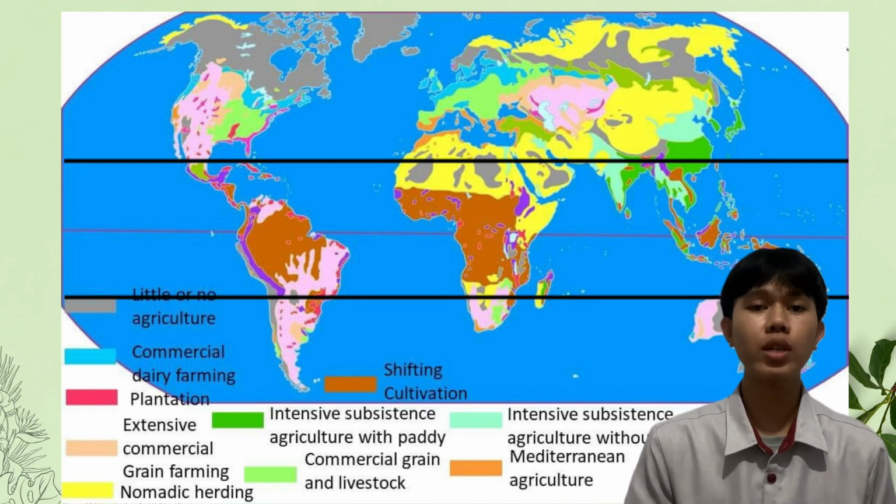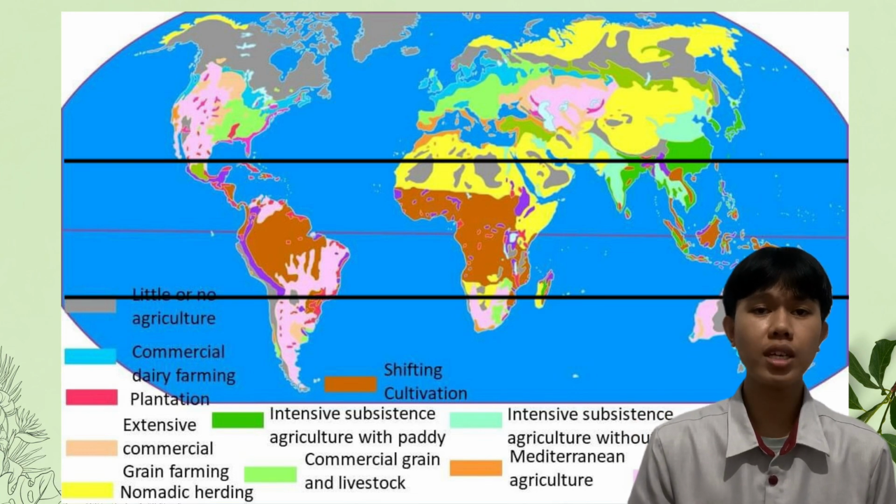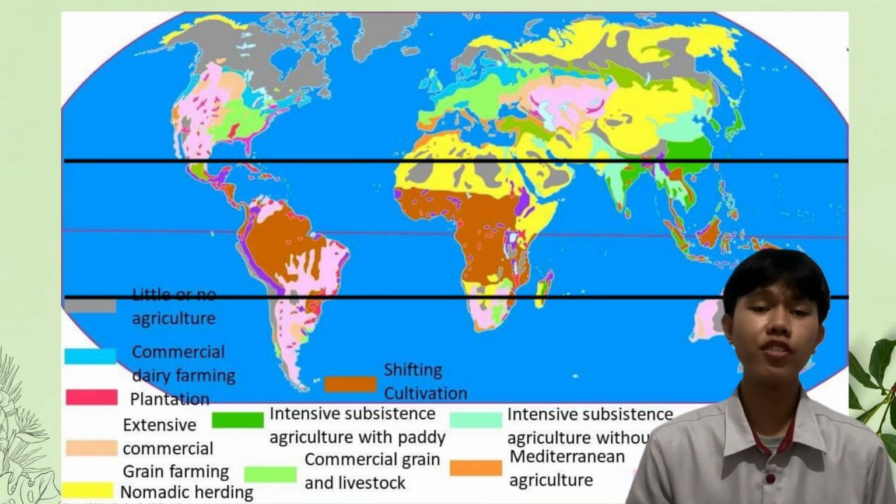The light blue is commercial dairy farming. It pertains to raising cows for milk and dairy products, often in places with good pasture. An example for this is parts of the United States, especially the Midwest, and some areas in Europe like France or Germany. The red one means plantation, and it pertains to large farms that grow one crop like tea, coffee, or bananas, usually in tropical areas. Examples for this are some places in Central America like Costa Rica for bananas, Brazil for coffee, or parts of Southeast Asia.